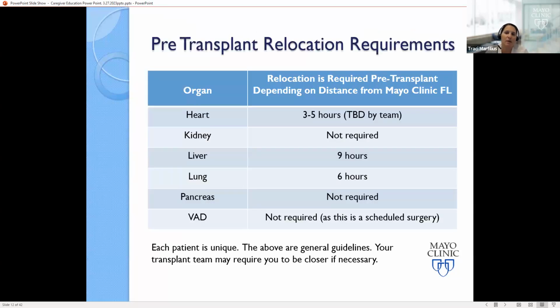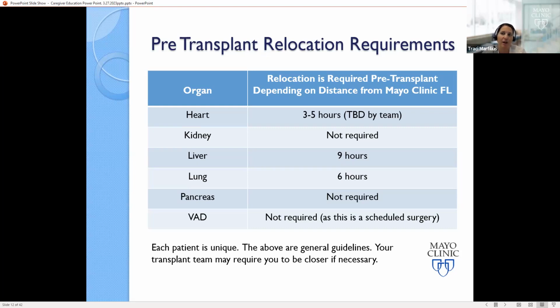So I'm going to go on to the next slide, which does talk about what those requirements are. So as you can see for heart, it's 3 to 5 hours as determined by the team. Kidney and pancreas do not have any pre-transplant relocation. Liver is about 9 hours, lung is 6 hours, and VAD, ventricular assist device, is not required because that's a scheduled surgery. These are considered general guidelines. So for example, if I live in the state of Montana and I need a lung transplant, I'm going to need to move within that 6 hours time frame in order to be actively listed.